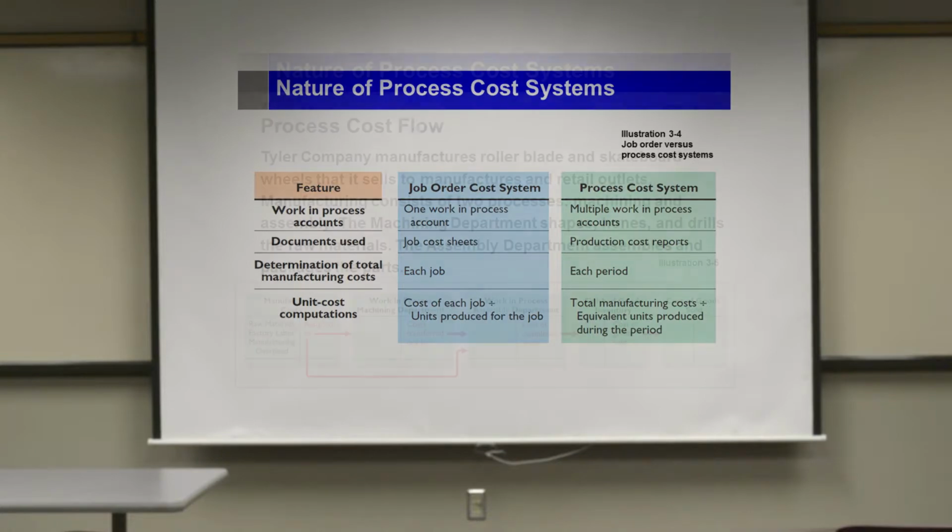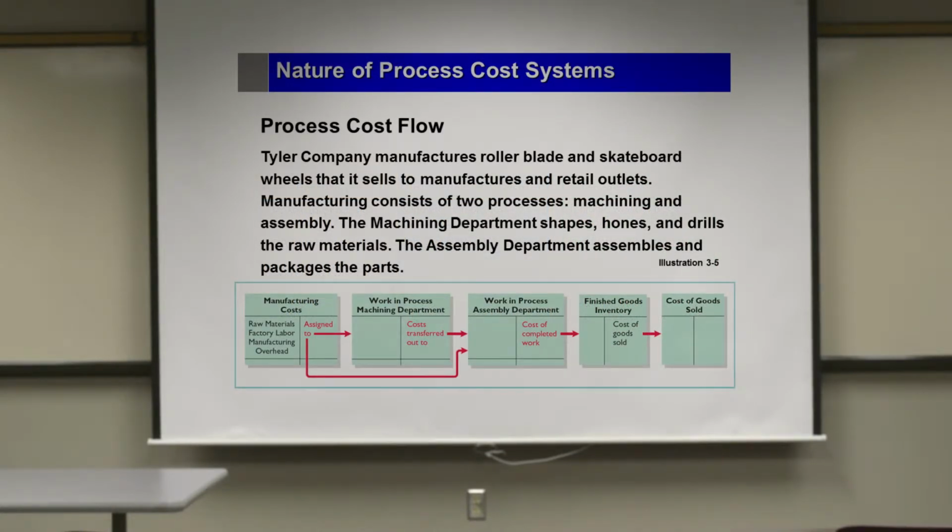Once the manufacturing costs are incurred, they move to the work in process debit side for the first process. Once the first process is completed, it moves to the second process, and that is debited. Then when the work is completed, the work in process for the assembly department is credited, and the finished goods inventory is debited. And when the goods are sold, it is debited to cost of goods sold and credited to the finished goods inventory.